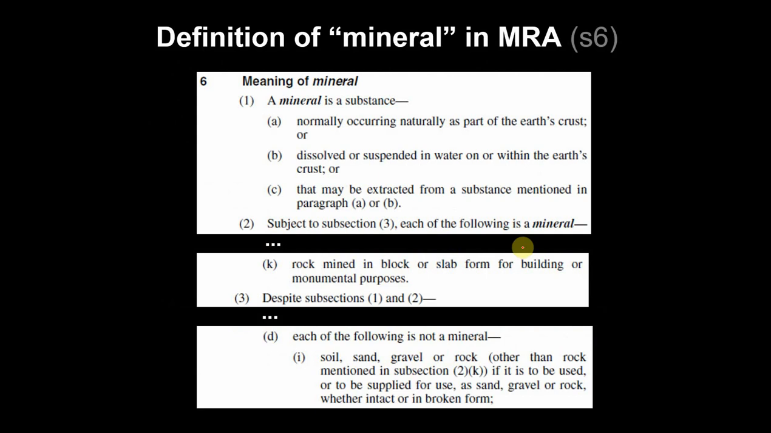And then you go and look for what is a mineral, and you find that it's very vaguely and abstractly defined in section 6, where it says a mineral is a substance normally occurring naturally as part of the Earth's crust. If you think about that, that's any dirt. So if it's just any dirt in your back garden, is that a mineral? And you know that in normal dirt there's metals like lead and things like that. So if you dig in your garden, are you carrying out mining? Well, the answer is no, because you're not doing it for the purposes of obtaining a mineral.